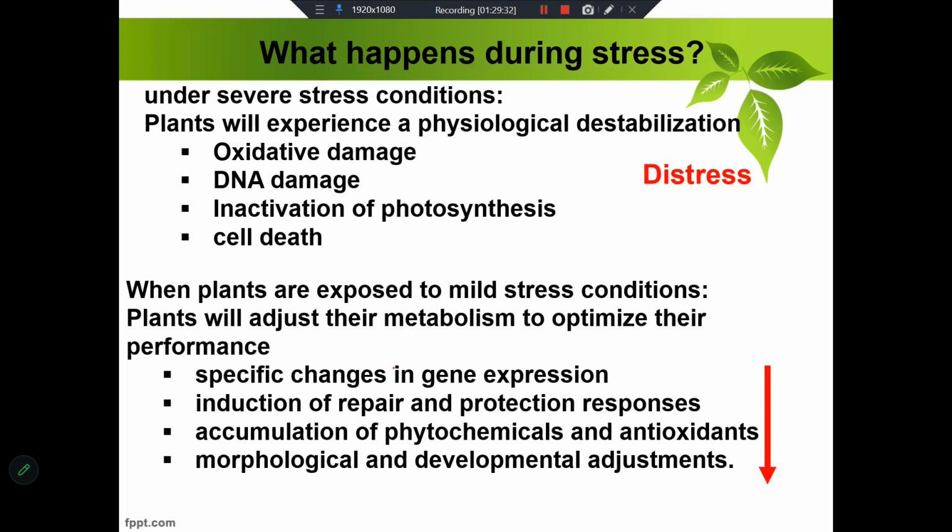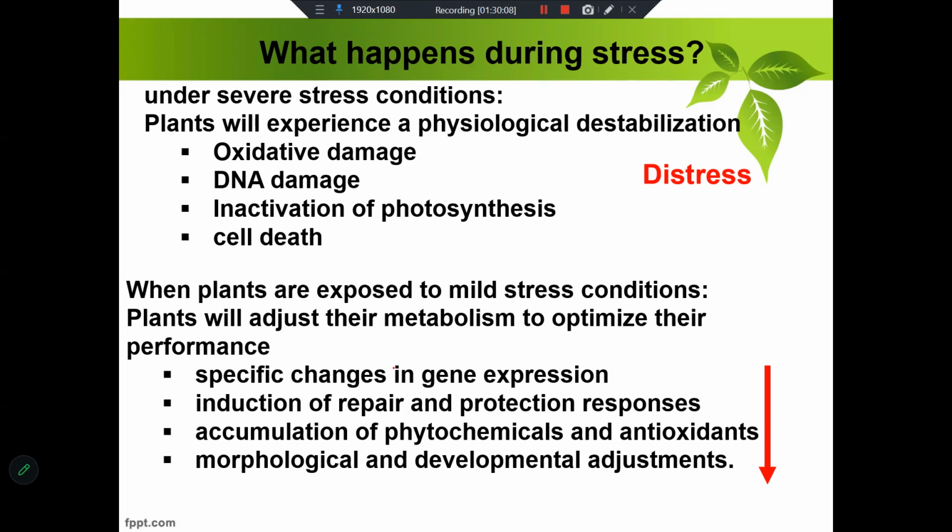And if the plants are exposed to mild stress conditions, because under severe stress conditions all these things will occur very shortly, the plants will not have enough time to get adapted to that condition. But if it is exposed to a mild stress condition, magnitude wise it is very low. So the plants will have some time to adjust their metabolism to optimize their performance.